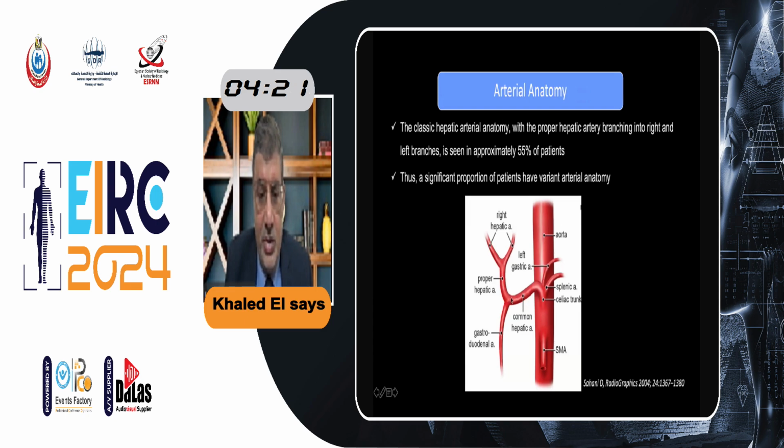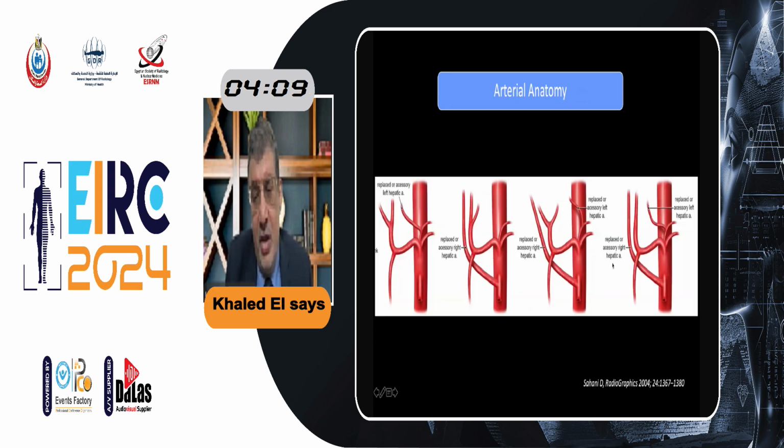But that's the classic arterial anatomy, as we can tell. It originates from the celiac trunk, the common hepatic artery, then after giving off the gastroduodenal artery, you have the proper hepatic artery, which divides into the right and left hepatic arteries. But these are the variants, and we can see very many of them, and you need to recognize them. As we stated, 45% of the arterial supply has variant anatomy. The typical variants are replaced or accessory right and left hepatic arteries.